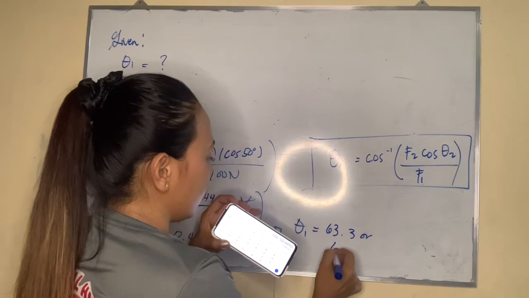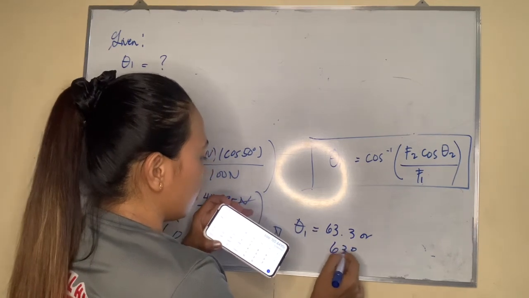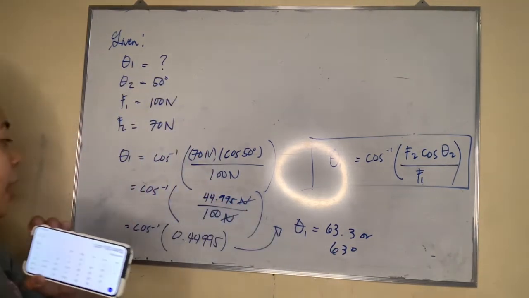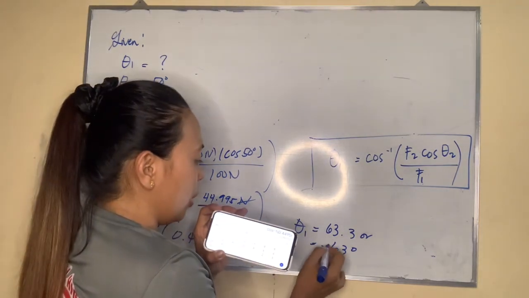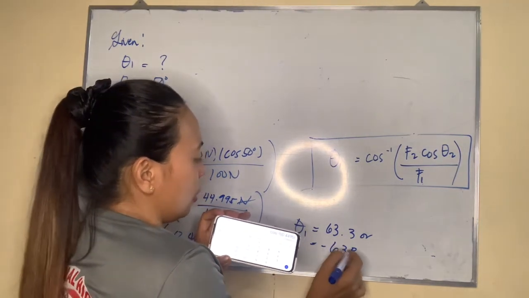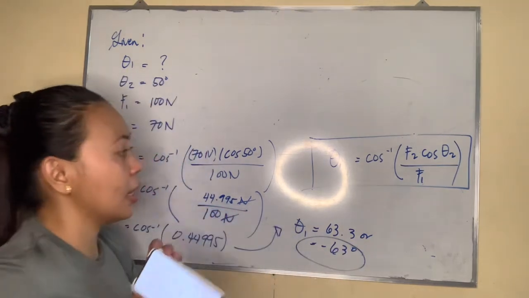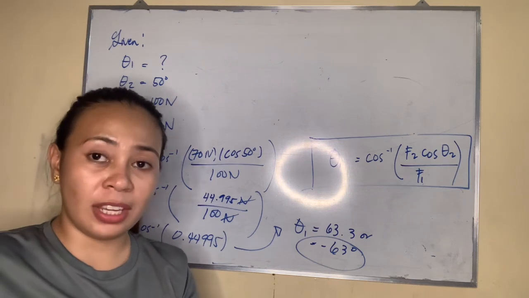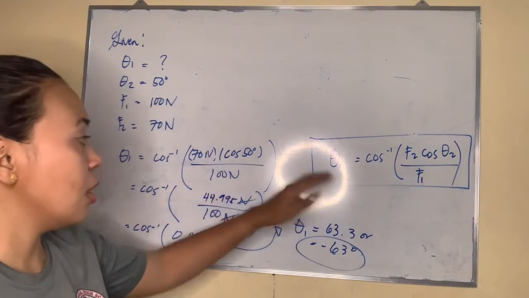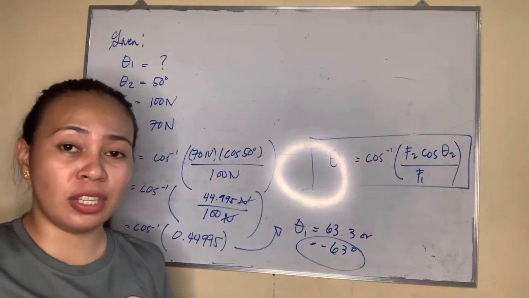Or 63 degrees. And since it's negative, it can be negative 63 degrees, which indicates it's again in the negative direction. So, please follow this formula for your application.